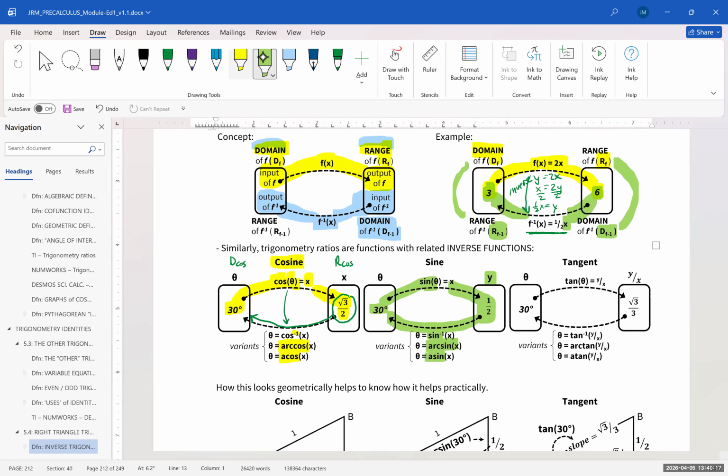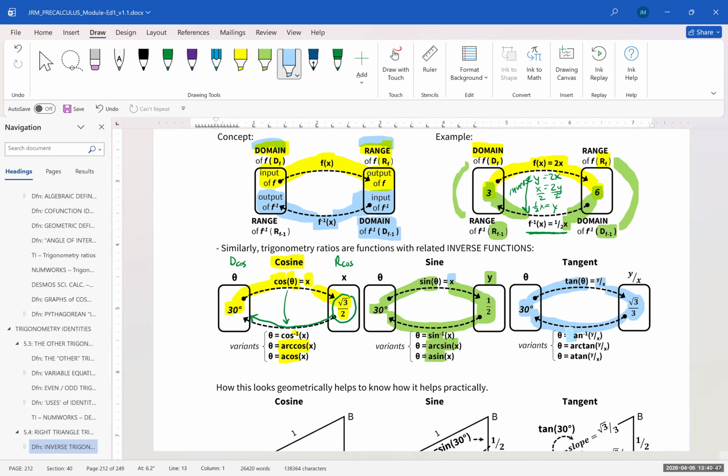And the same is true with tangent. If we take 30 degrees as an input and we calculate the tangent of 30 degrees, that gives us the ratio of y over x. I think I need to change that to the square root of 3 over 3. And if we do the inverse tangent of square root of 3 over 3, then we get 30 degrees.